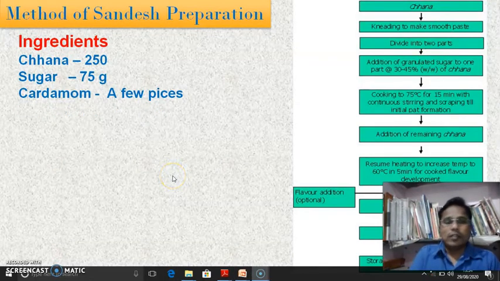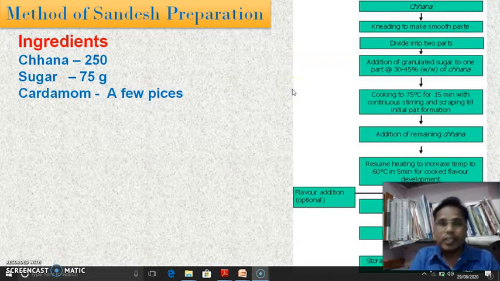So you might have understood the preparation of sandesh at home. Very interesting product, and very nice product. Very easy to prepare at home. You may prepare sandesh at home, and when you prepare it, definitely each and every point you would get what is written here in this flow diagram, and definitely it would be very effective. It will be very easy to write the answer in the final examinations.